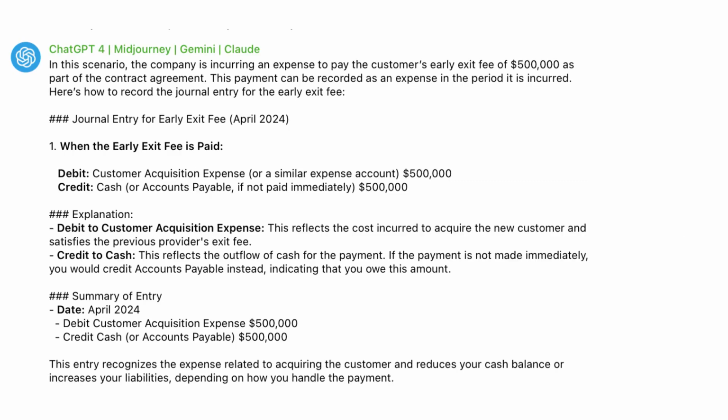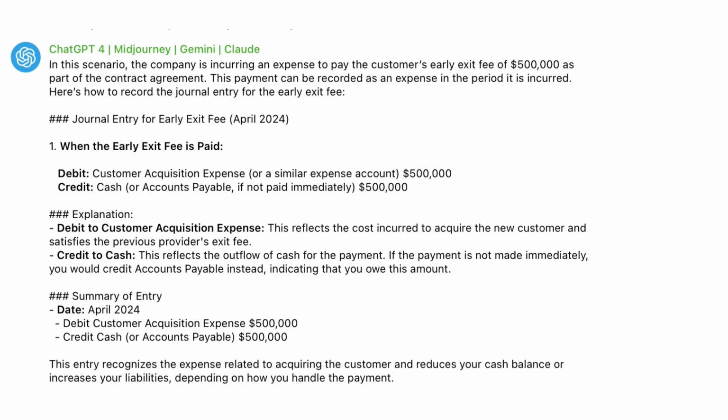In this scenario, the company is incurring an expense to pay the customer's early exit fee of $500,000 as part of the contract agreement. This payment can be recorded as an expense in the period it is incurred. Here's how to record the journal entry for the early exit fee. Journal entry for early exit fee, April 2024. 1. When the early exit fee is paid. Debit, customer acquisition expense, or a similar expense account, $500,000. Credit, cash, or accounts payable, if not paid immediately, $500,000.